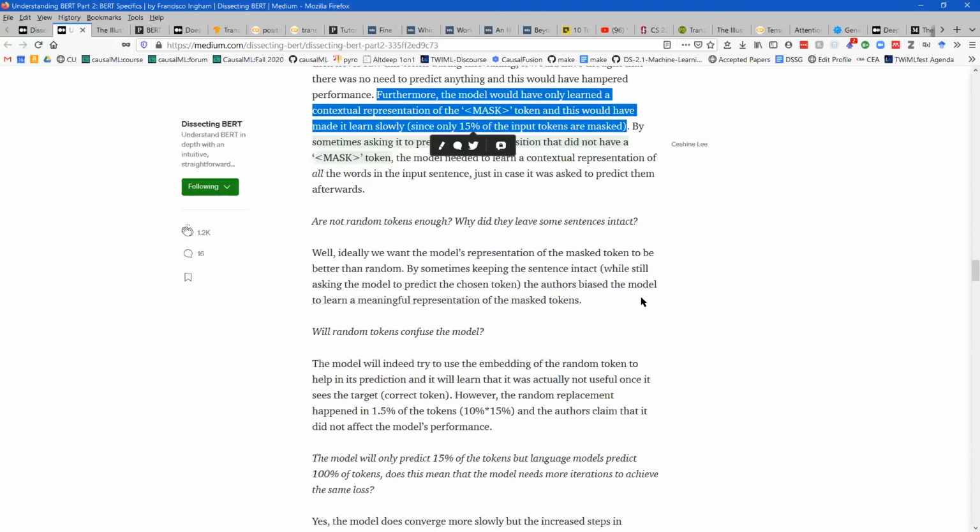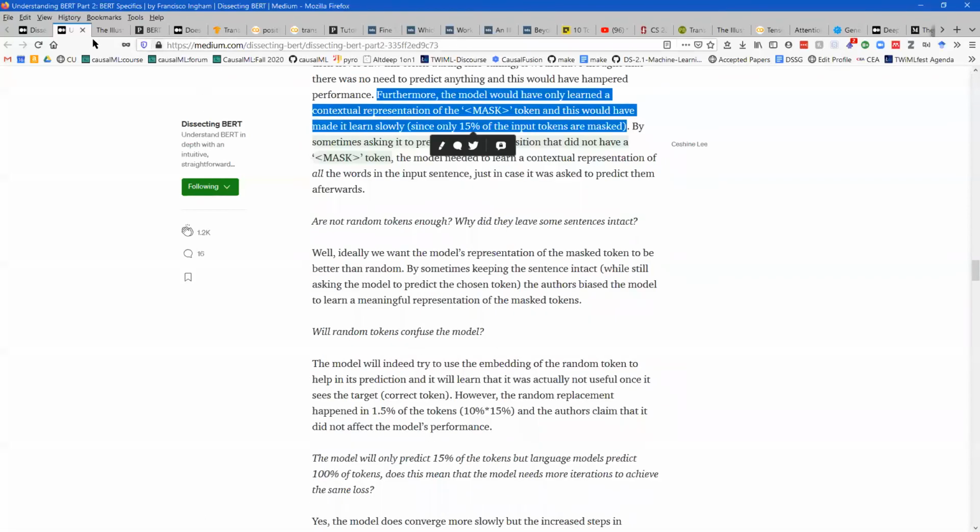Yeah, that's a good point. So Yuri, you think that the 10% giving it the wrong word is a regularization method, like a regularization add-on? Yeah, regularization. I think that sounds right. Okay.